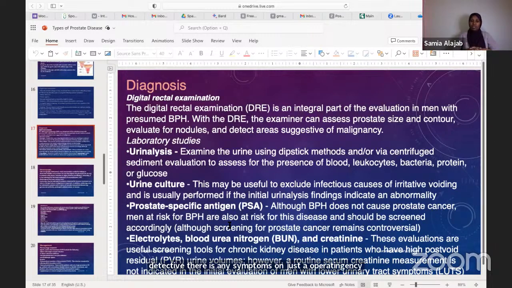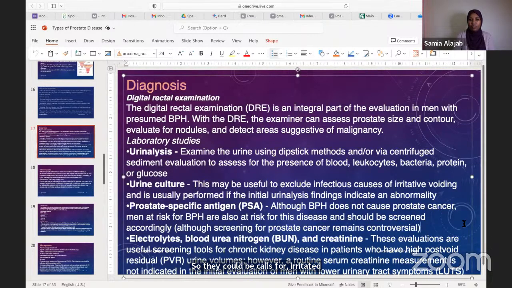Lab study, so urinalysis. Again, we will start with CBC and can do a urine dipstick method and sediment evaluation to assess for the presence of blood, leukocytes, bacteria, protein, or even glucose. And then we will go for urine culture. Also, it could be useful to exclude infection because the patient is presenting with irritative symptoms like frequency, so infection could be a cause for irritative voiding, and it is usually performed if initial urinalysis results and other findings indicate an abnormality.